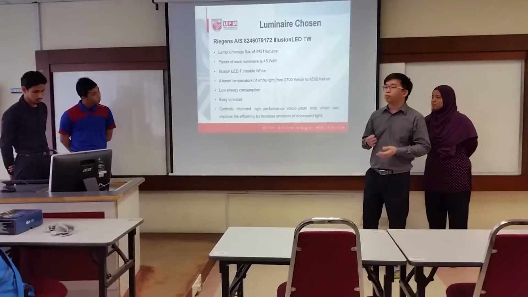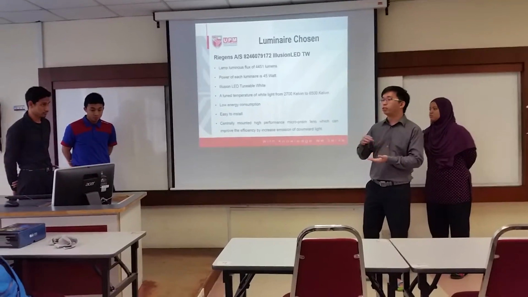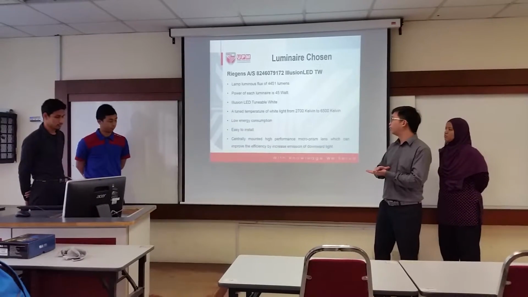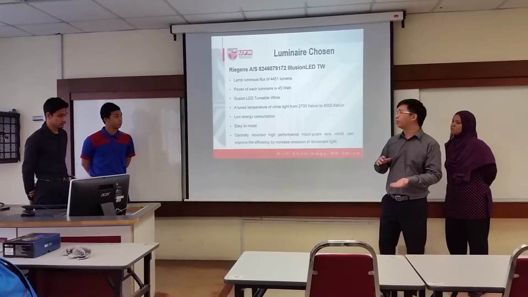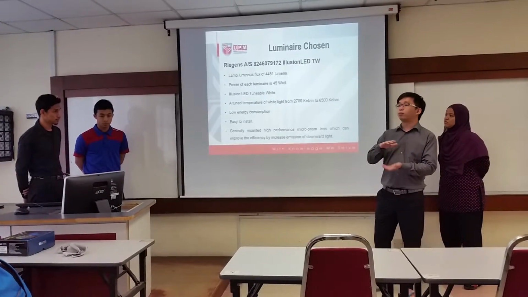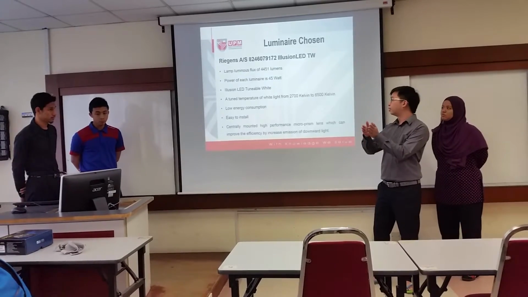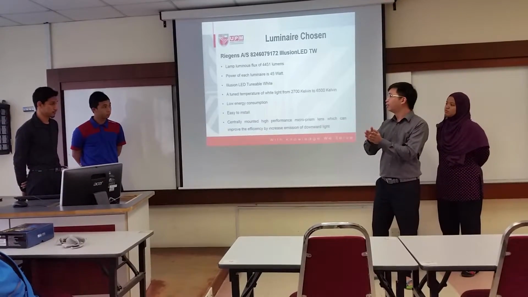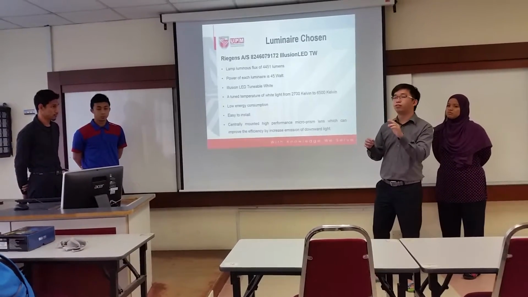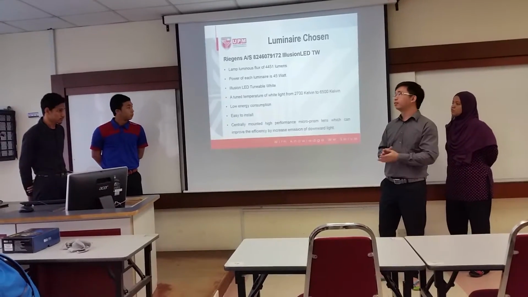Another special feature of this luminaire is that it has a centrally mounted high-performance microprism lens that can improve the efficiency by increasing the emission of downward light. In this microprism lens, there are actually mirrors inside the lens that can adjust the angle of the light to provide maximum downward emission.